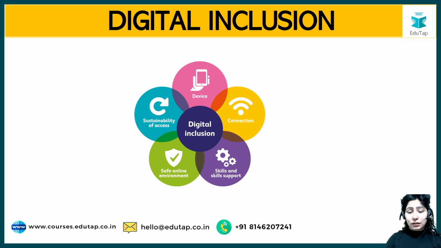If you want digital accessibility for all the people, the first thing you need to provide them with is a device, for example, a mobile phone, a tablet, or anything like that, through which they can have access to connection, that is Wi-Fi or mobile data. Then there are skills and skill support that is required.